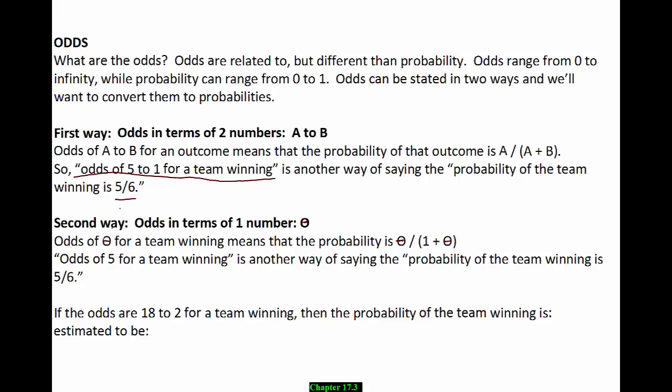So, if the odds are 18 to 2 for a team winning, then the probability of the team winning is estimated to be what? This is given to us in terms of two numbers, so we'll call this A, and we'll call this B. If it's 18 to 2, that means that they win 18 games out of every 20: 18 wins plus the 2 losses. So the probability ends up being 18 out of 20, which we know reduces to 9 over 10.